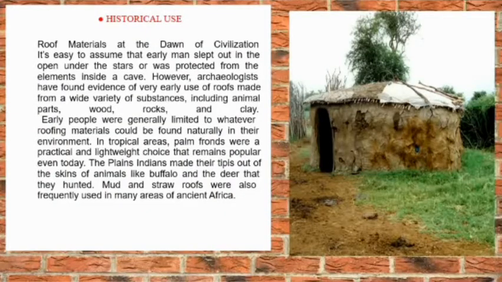Roof materials at the dawn of civilization. It's easy to assume that early people slept out in the open under the stars or were protected from the elements inside a cave. However, archaeologists have found evidence of very early use of roofs made from a wide variety of substances, including animal parts, wood, rocks, and clay. Early people were generally limited to whatever roofing materials would be found naturally in their environment.